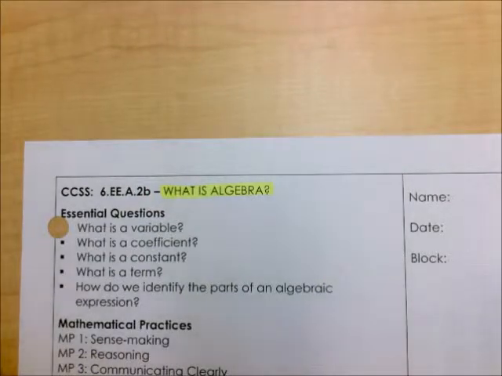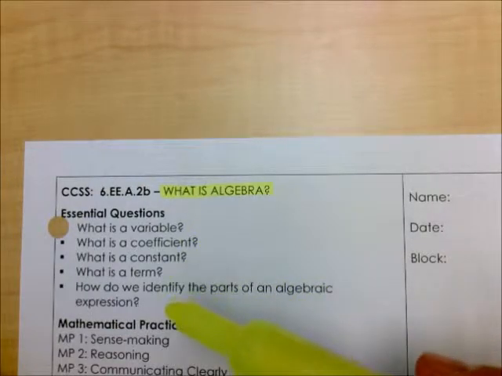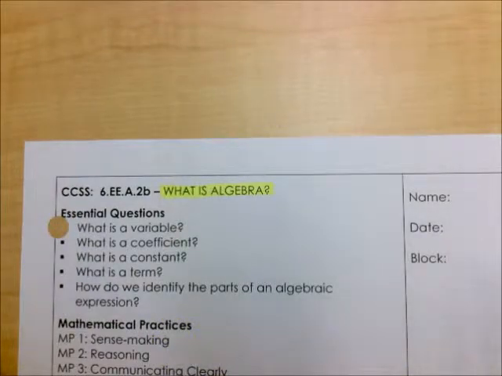So in today's lesson, this is an introduction to outcome D expressions. And we're going to start off with a very basic lesson just called What is Algebra? We're going to be talking about kind of the backbone of what all the different pieces are that make up algebra, and just some vocab. It's very strongly vocab oriented. So you can see in my essential questions right here: what is a variable, what is a coefficient, what is a constant, what is a term, and how do we identify these parts, the parts of an algebraic expression.